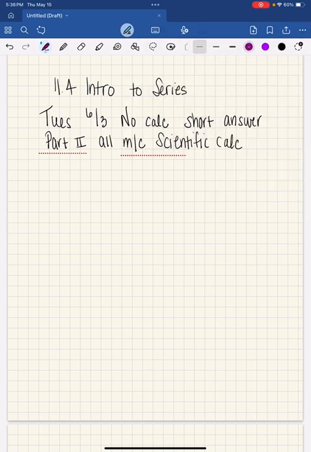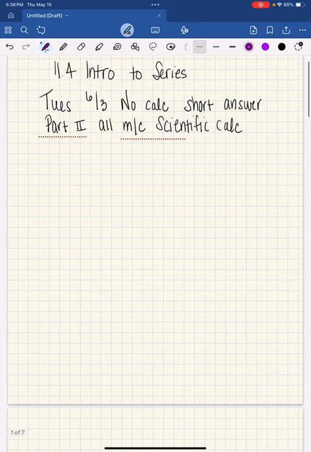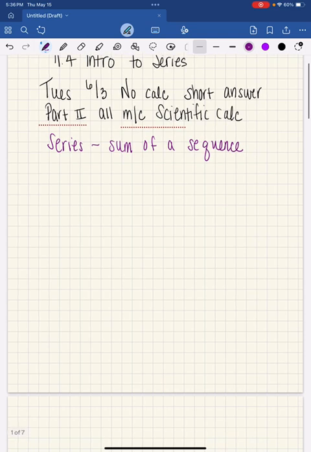Okay, so the first thing we're going to talk about today is a series. A series is the sum of a sequence. It could be an arithmetic sequence, a geometric sequence, or just a sequence. A sequence is a list of numbers that follows a pattern, and a series is going to be the sum of that sequence. So what we're going to talk about today is something called summation notation.